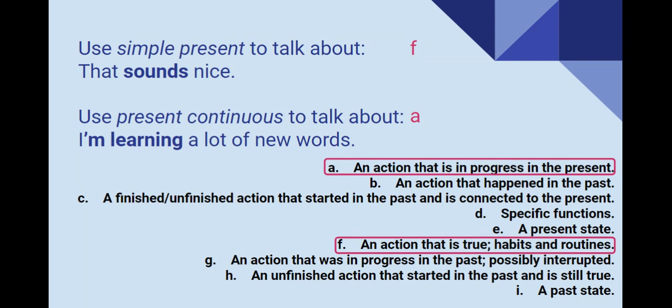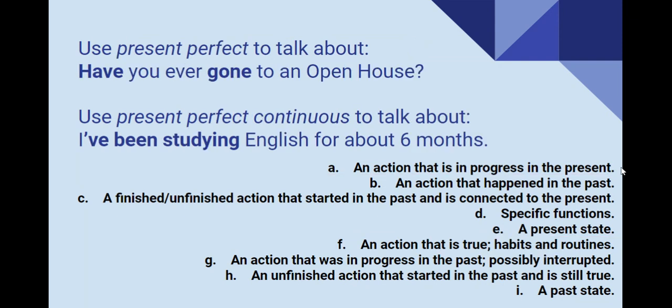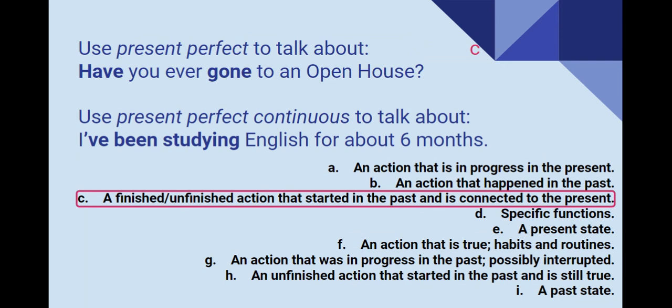Great, let's go ahead and continue. Please pause your video and find how to use present perfect and present perfect continuous. Okay, now let's go ahead and check. We're using present perfect to talk about a finished or unfinished action that started in the past and it has a connection to the present. Have you ever gone to an open house?